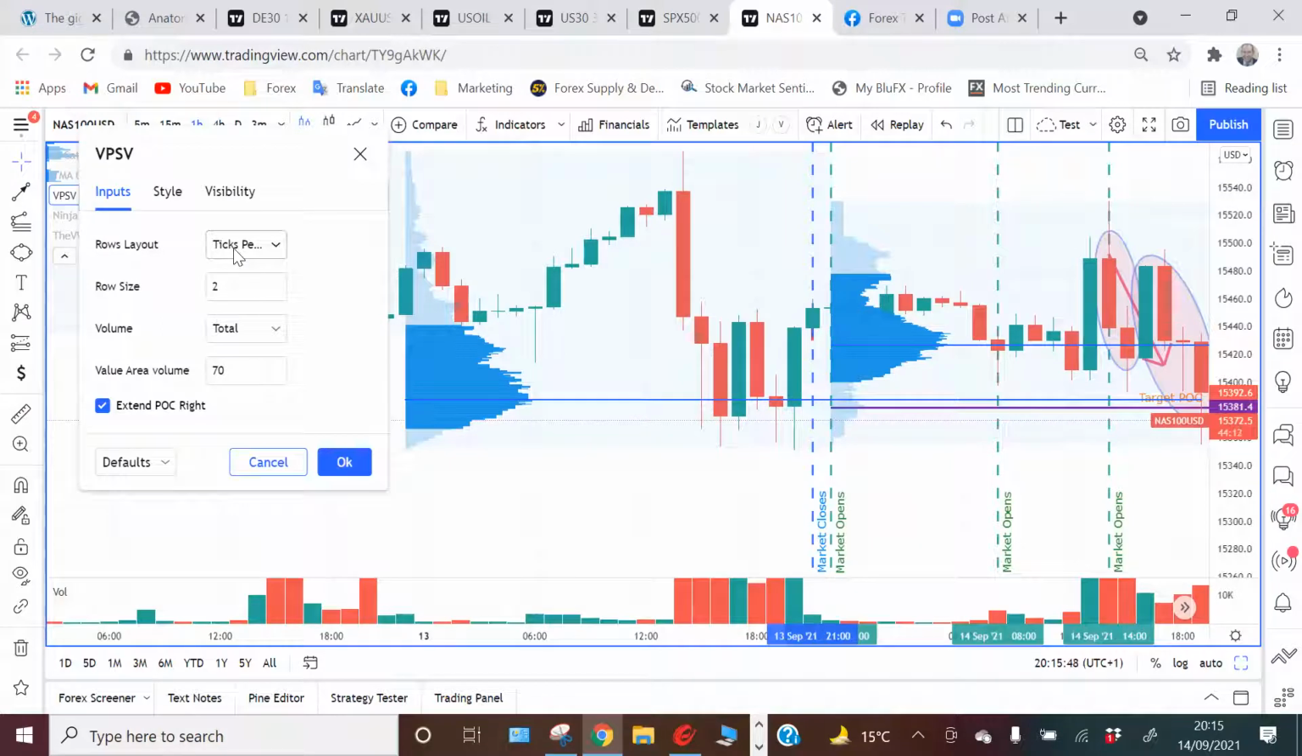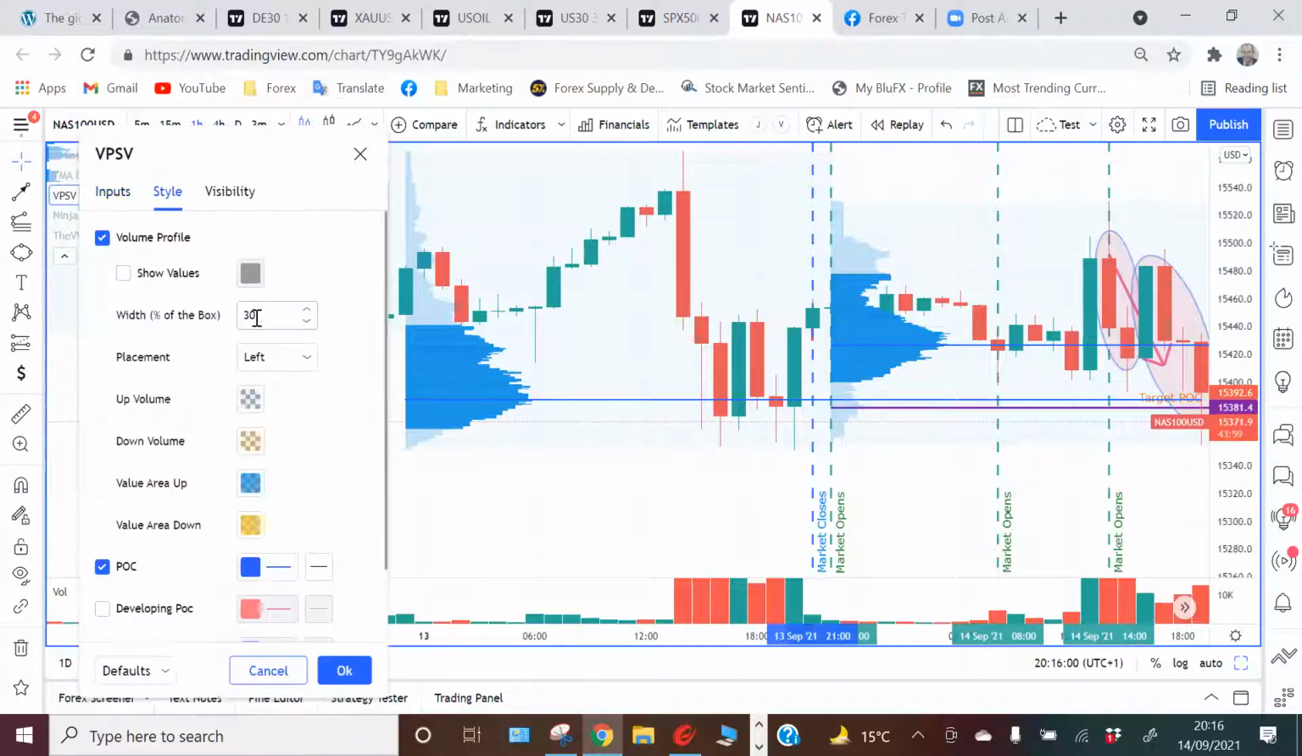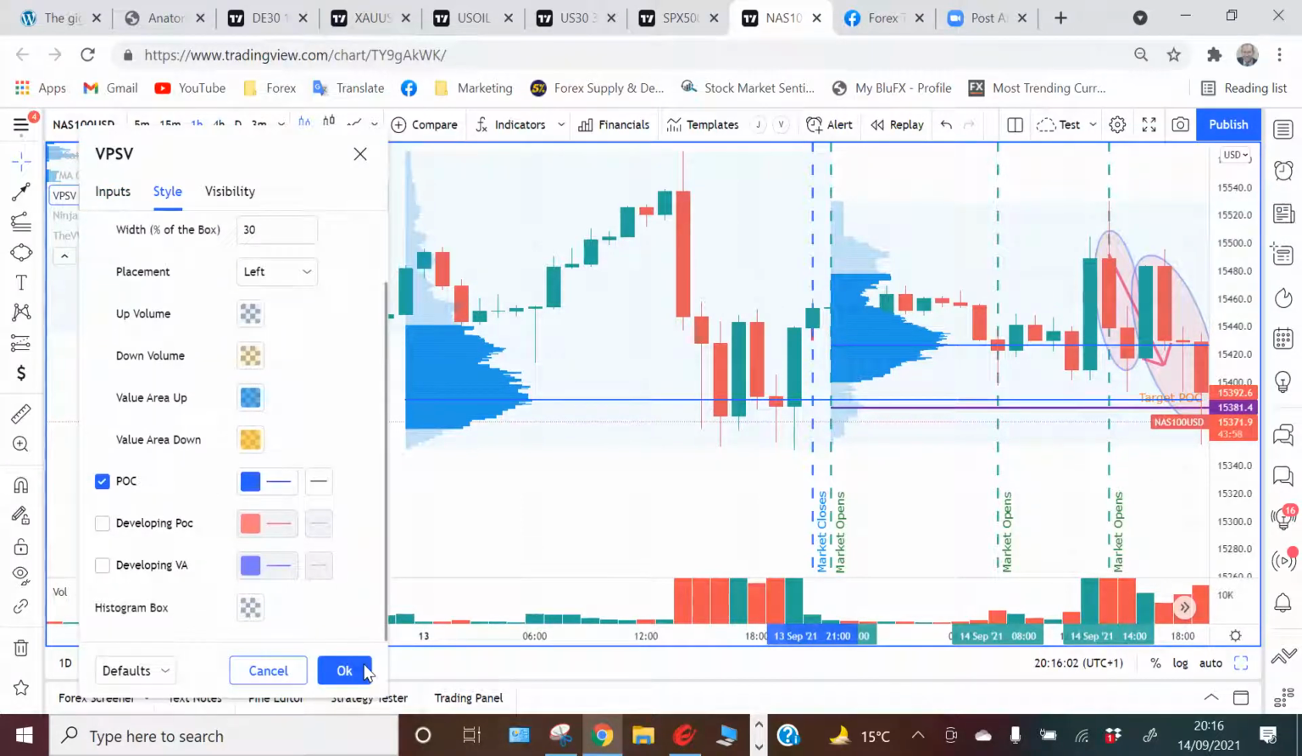Look at my settings. Ticks per row, 2, total 70. You can recall this later on when you watch the recording. Style, 30. And that's it.